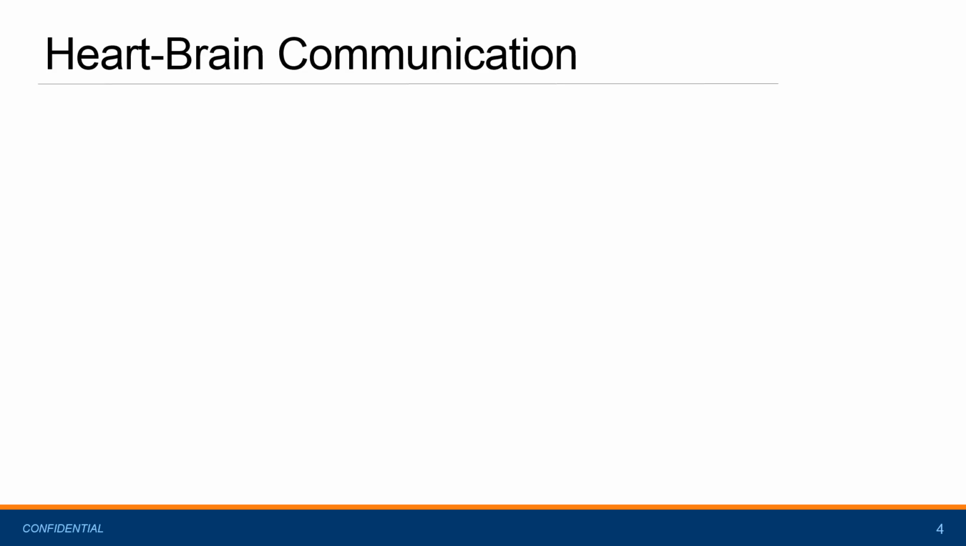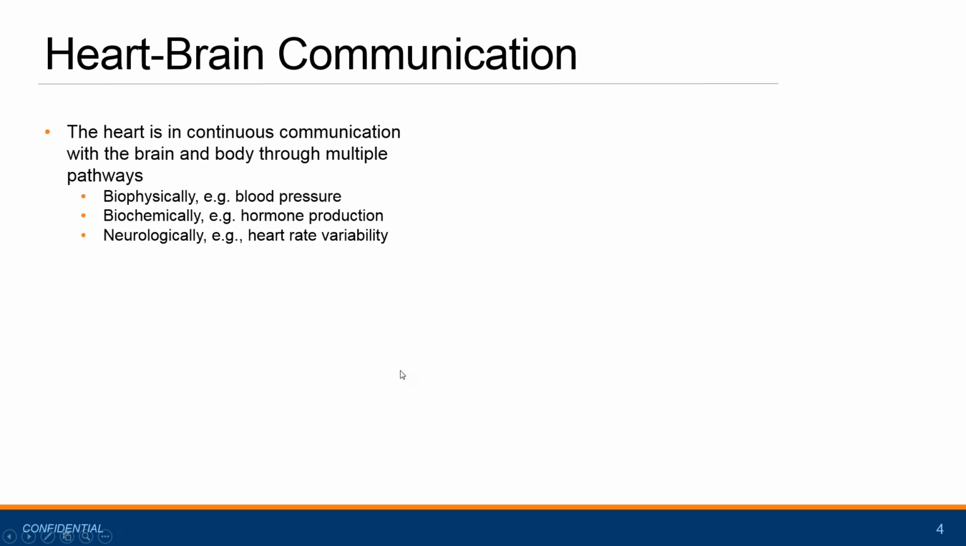However, these days, it's widely accepted that this definition is false. There's also body back and heart back to brain communication. And there's actually quite a lot of these afferent or ascending signals present. So the heart is in continuous communication with the brain and body, and that occurs through multiple pathways. It happens biophysically, for example, blood pressure, and biochemically, hormone production. We know that the heart is secreting a ton of oxytocin and communicating with the brain that way. And of course, neurologically, and that's primarily what we're going to be talking about today, the neurological communication between the heart and the brain.